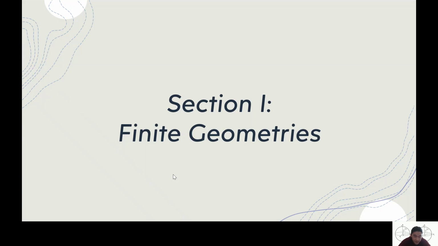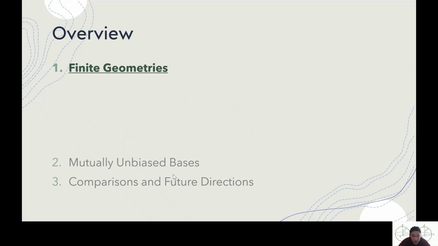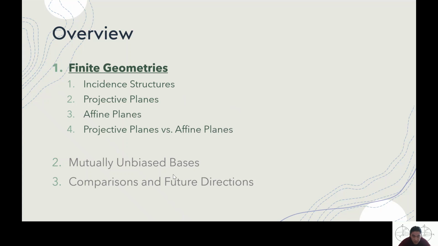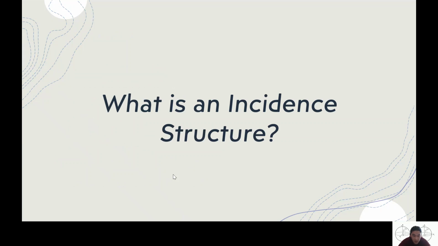So section 1, finite geometries. In the first section of our talk, we'll begin by introducing incidence structures, which are critical to understanding geometries. After a quick introduction to incidence structures, we will move into projective planes and affine planes, identifying their incidence relation axioms, and providing some nice examples. We'll compare those and see if we can think about an existence theorem.